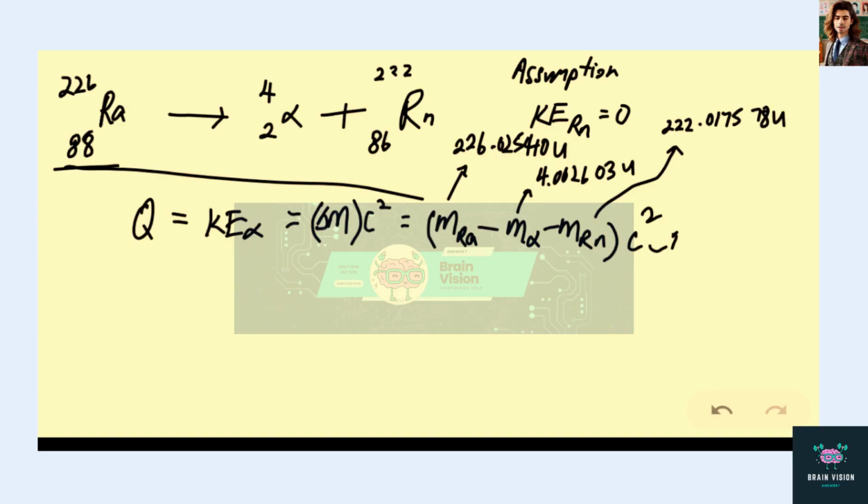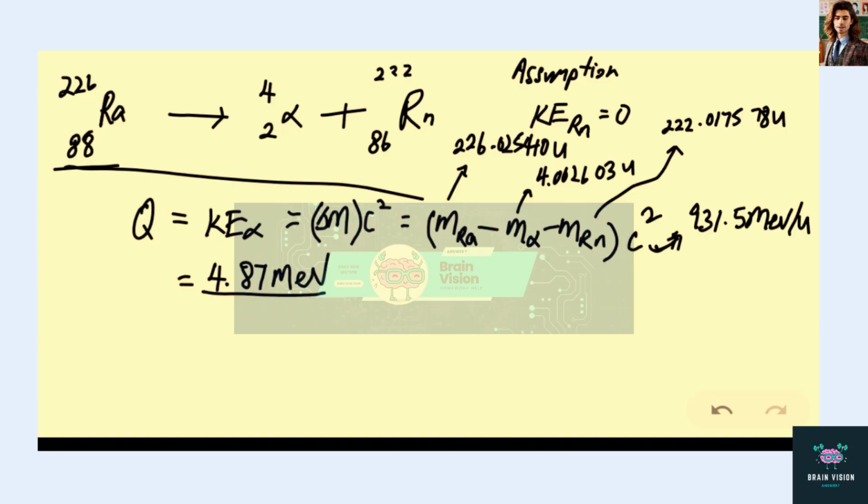For c squared, we're going to use the more convenient form, 931.5 MeV per U, since we are dealing with atomic mass units. So we can quickly get the energy in MeV, which in our case is 4.87 MeV. This is the Q value, the kinetic energy of our alpha particle, assuming that all the energy released goes into the kinetic energy of the alpha particle.